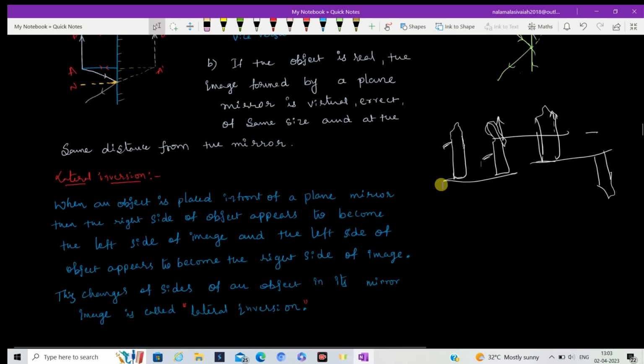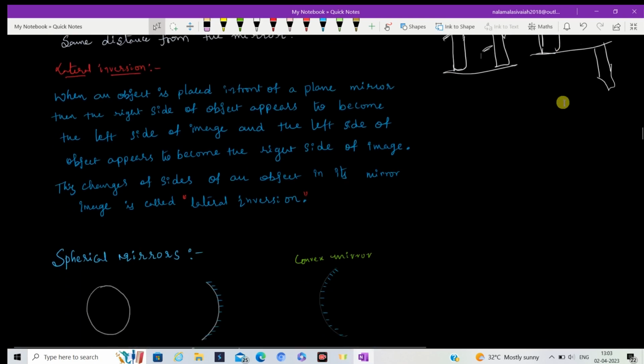Then lateral inversion, this concept is very important. In the board exam also it will come. Consider, students, I am taking the plane mirror like this. If you consider the letter B, in the mirror it will appear like this. Suppose I am taking this as the left and this as the right, and here you can see this is the left and this is the right. So the order you have to follow is LR. So here also LR.